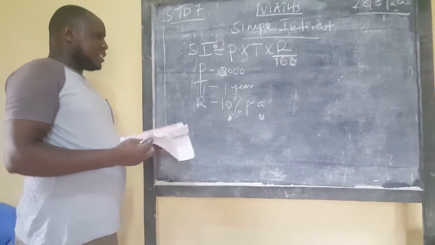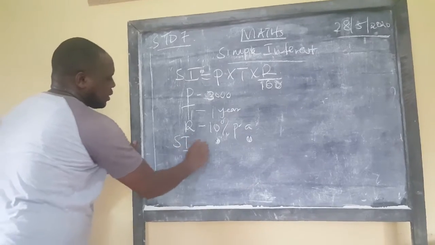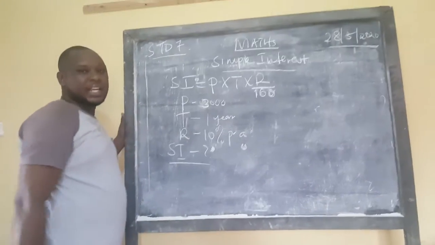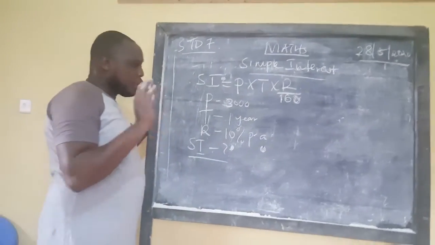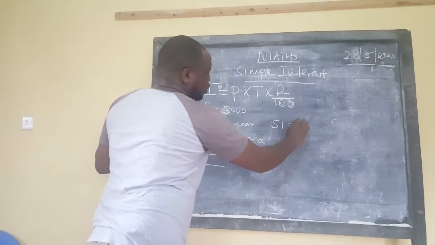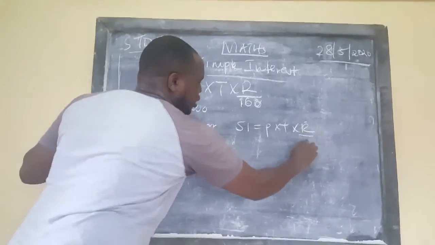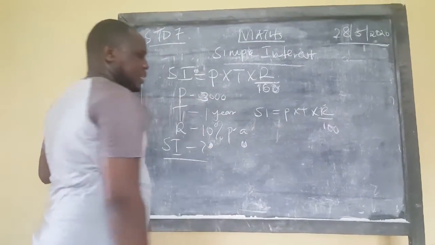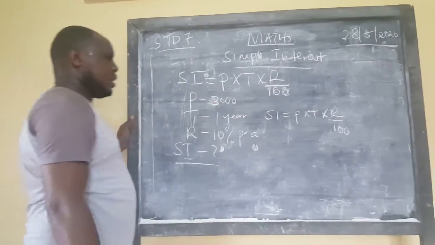So how much interest did he pay? What is the simple interest that was earned by 3,000 in 1 year at the rate of 10% per annum? We got the formula. You say simple interest is equal to principal times time times rate over 100. This is the rate percent, so you write the rate over 100 to mean percent.